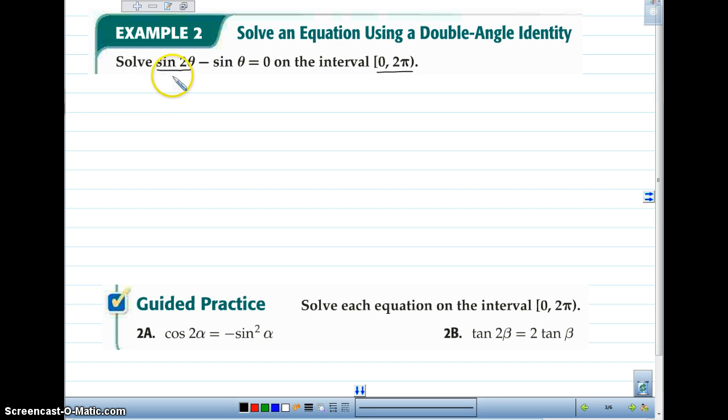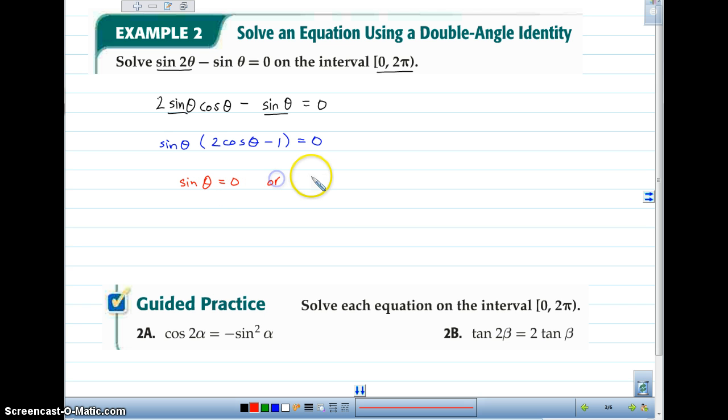Now I know that I can rewrite this as a single theta by changing it to 2 times sine of theta times cosine theta. And if you look at those two terms, we can see that each of the terms has a common factor of sine theta. So we can factor out sine theta. And then we're left with 2 cosine theta minus 1 equal to 0. Now we use our zero product property and say sine of theta equals 0, or 2 cosine theta minus 1 equals 0.